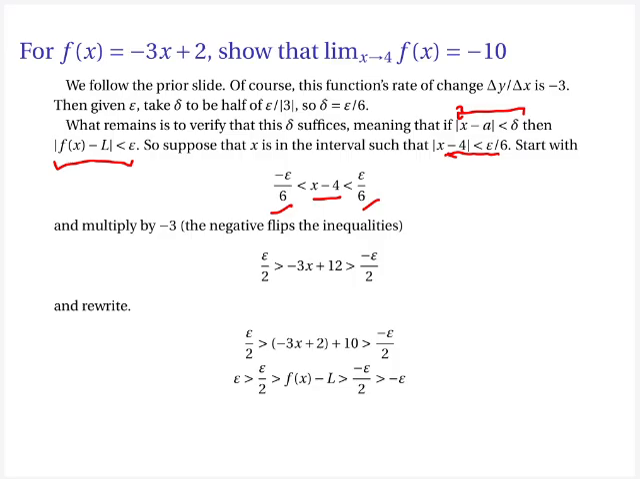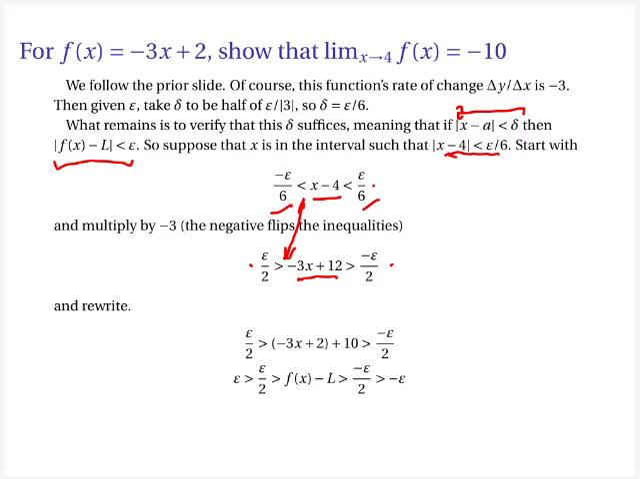And now I'm just going to do some algebra. I'm going to multiply both sides by minus 3. Notice that multiplying by a minus changes the inequality's directions. So multiply both sides by minus 3. X minus 4 multiplied by minus 3 makes minus 3x plus 12. Negative epsilon over 6 multiplied by minus 3 gives you epsilon over 2. Epsilon over 6 multiplied by minus 3 gives you negative epsilon over 2.